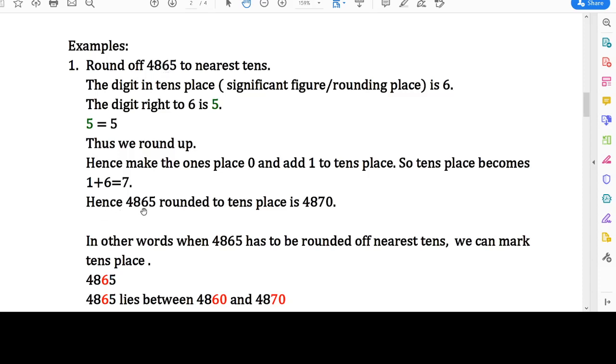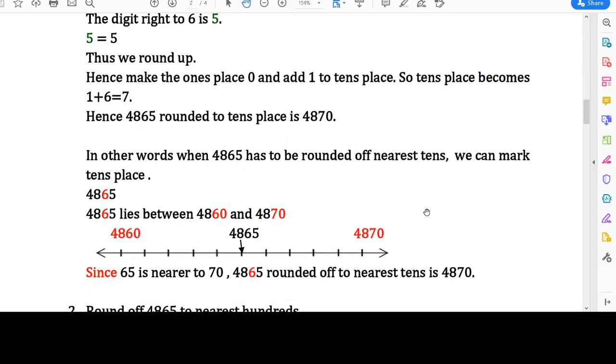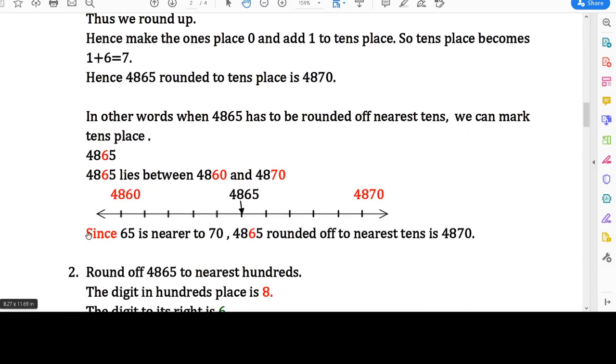So 4,865 when rounded off to the nearest tens is 4,870. In other words, we have a second way of finding it out. 4865, which has to be rounded off to the nearest tens. First we will mark the tens place here. The tens place is 6. So I have marked it with red color.